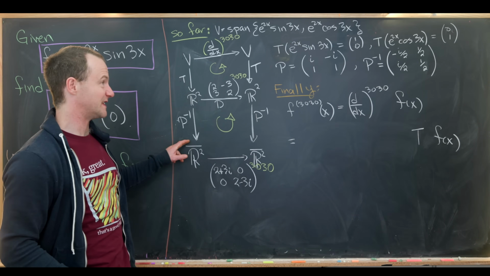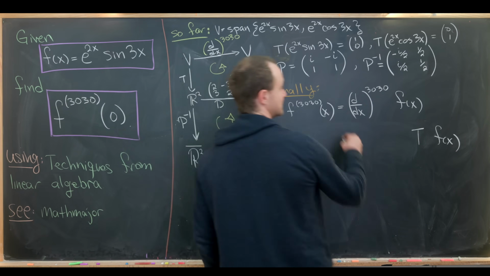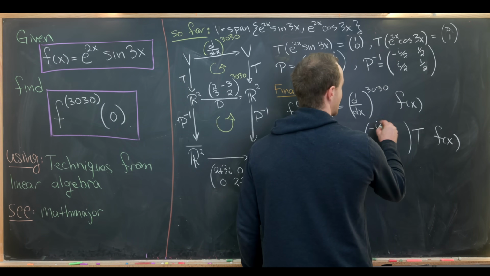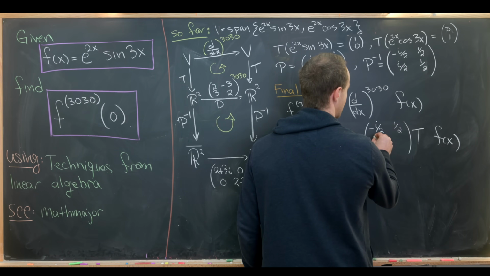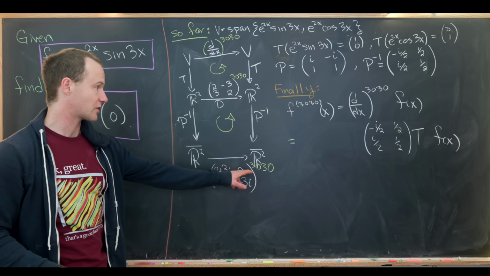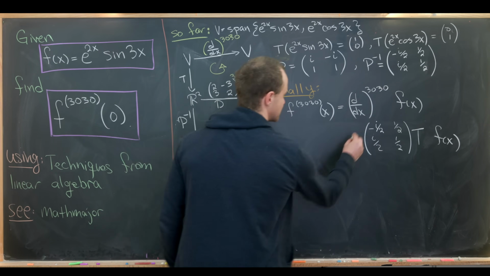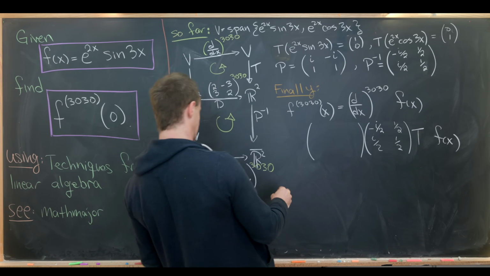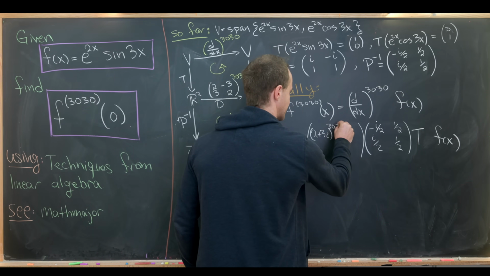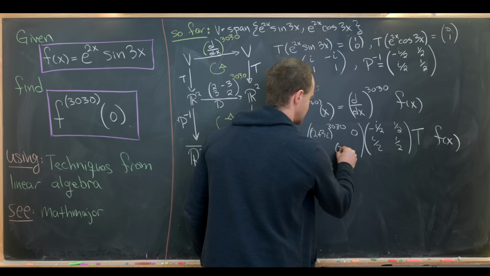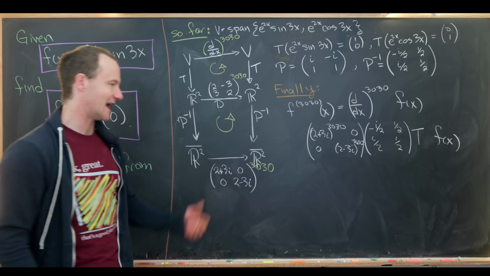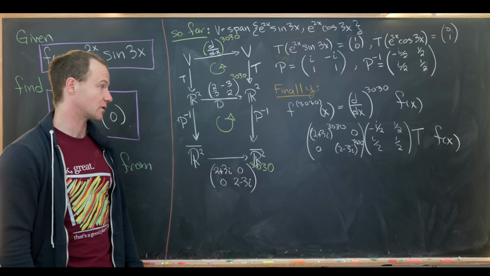And then we'll map it with this P inverse matrix. So let's write that matrix. That's the matrix minus i over 2, 1/2, i over 2, 1/2. And then we'll map it across with this matrix. Let's see, that matrix is going to look something like this. We have (2 plus 3i) to the 3030, 0, 0, (2 minus 3i) to the 3030. That's because diagonal matrices have these nice forms.